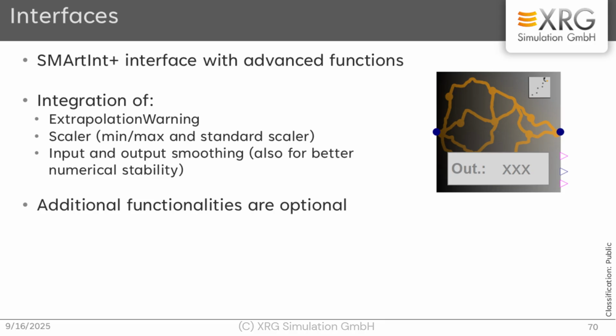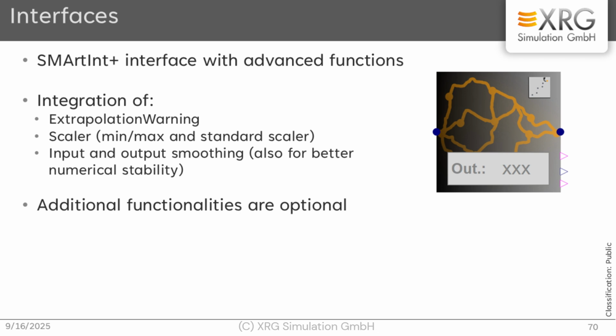We also have input and output smoothing. This is quite important sometimes for numerical reasons, to break some nonlinear sequence and stuff like this. All of these functions can be used or not. We've seen this with the extrapolation warning. We can activate or deactivate it, depending on whether we want better performance or want to check if the prediction is good.